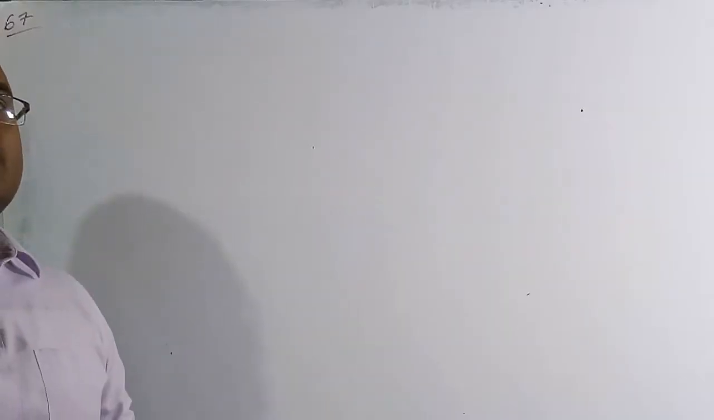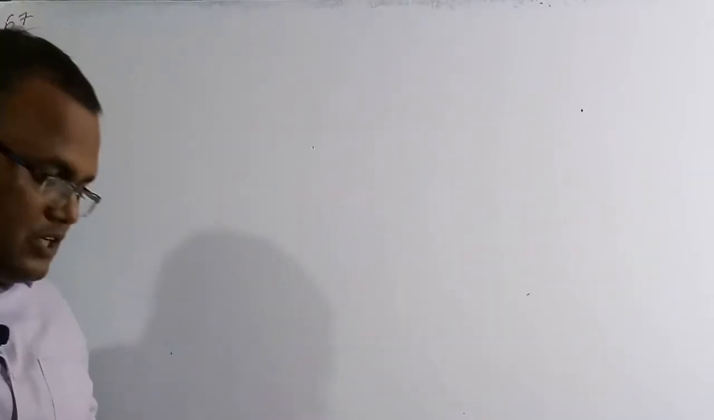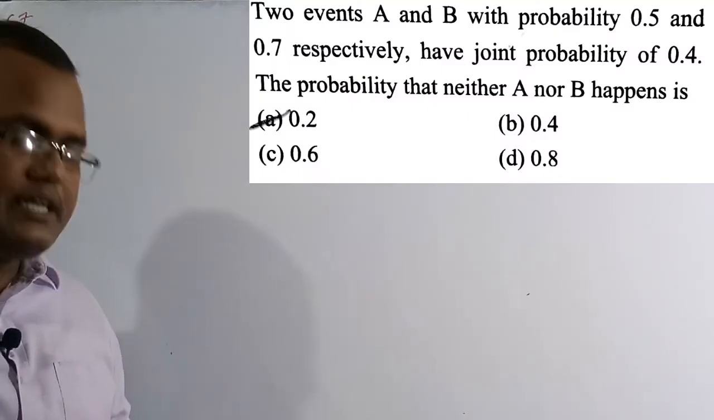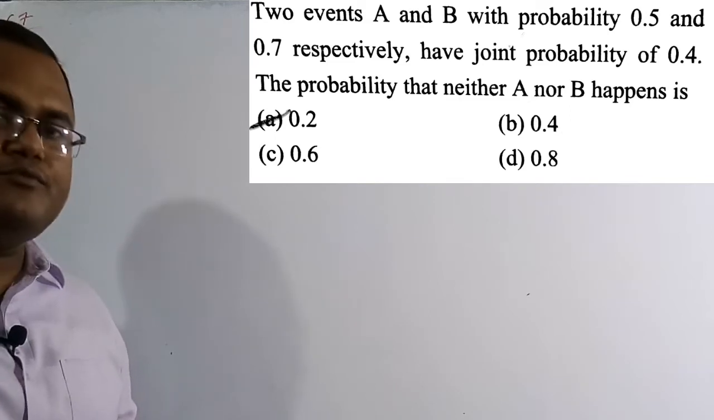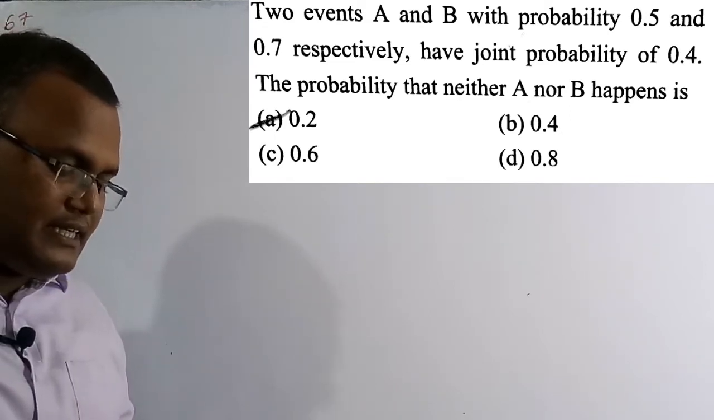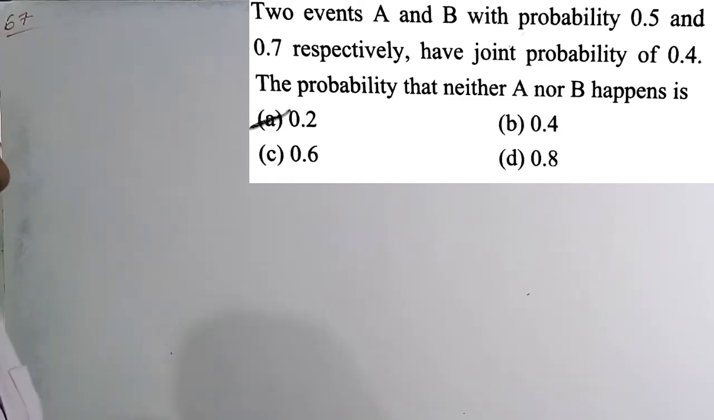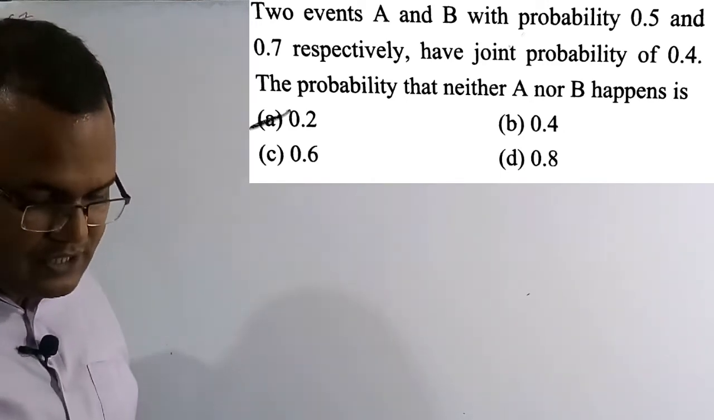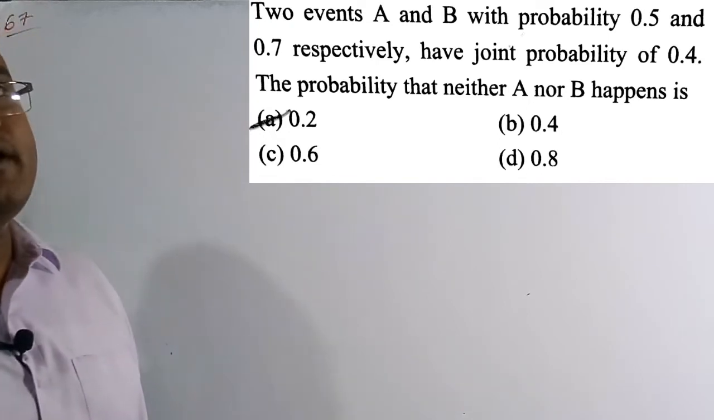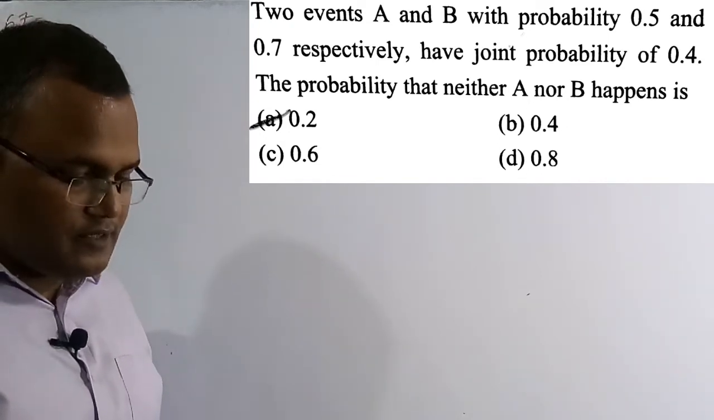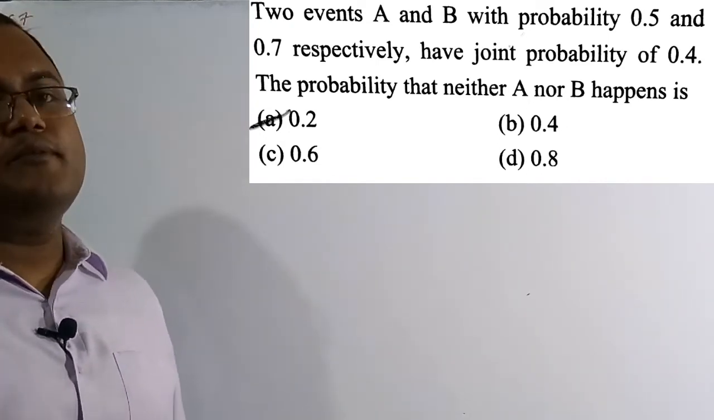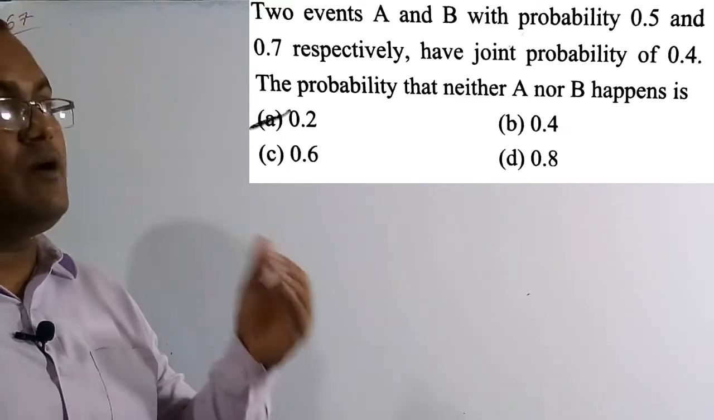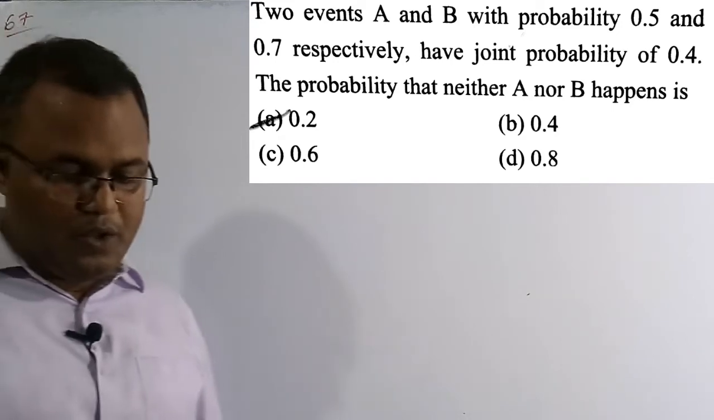Now we are going to solve the 67th question. See the question here. Two events A and B with probabilities 0.5 and 0.7 respectively have a joint probability of 0.4. Then what is the probability that neither A nor B happens? In the question they have given two events A and B. The probability of occurrence of event A is 0.5, the probability of occurrence of event B is 0.7, and the joint probability, meaning the probability of occurrence of both events at one time, is 0.4.